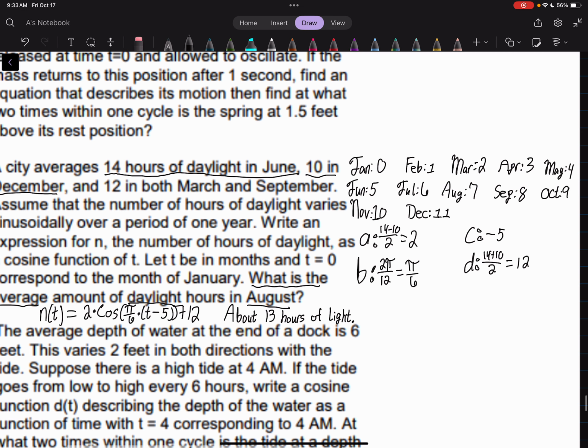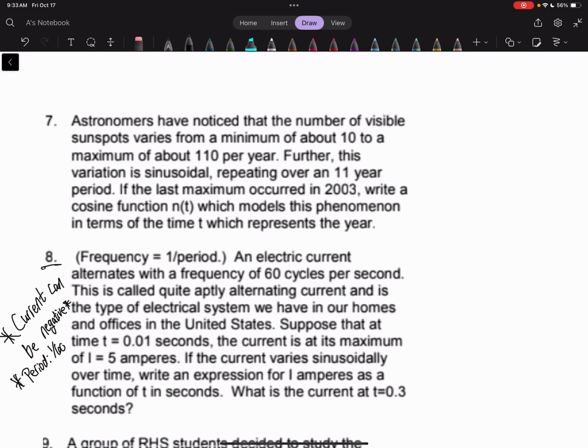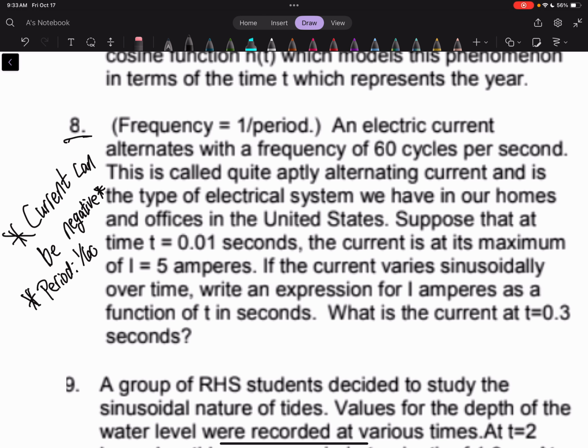I'm going to do one more and let you try the remaining. Number 8, in my opinion, is the hardest because of the subject. It is talking about electrical current. Something I want to point out to you: electrical current can be negative. Negative for current means direction. So it is perfectly fine to have negative current. I made another note there for you that the period is 1 over 60. I'll show you why here in a minute.